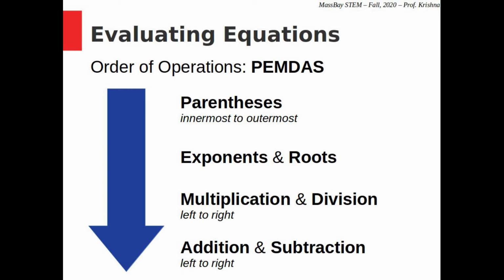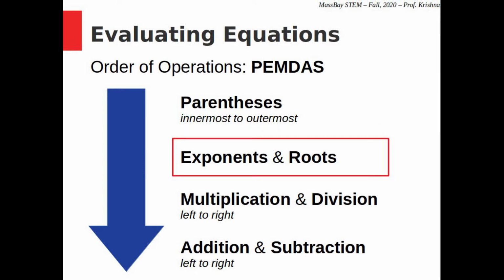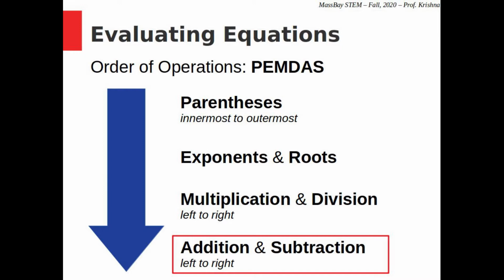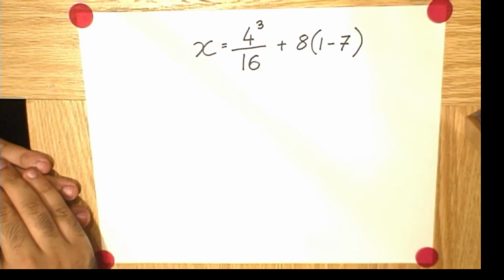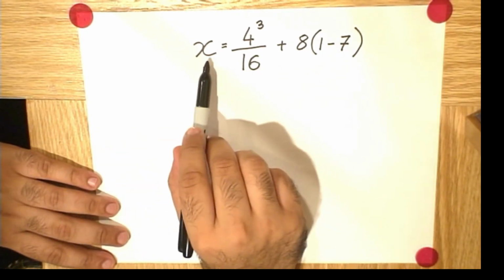The operations need to be done in a specific order, which we can remember with the acronym PEMDAS. First, solve everything inside the parentheses, innermost to outermost. Second, solve all exponents and roots. Third, solve all multiplications and divisions left to right. And finally, solve all additions and subtractions left to right. Let us see an example of using the order of operations to evaluate this variable.